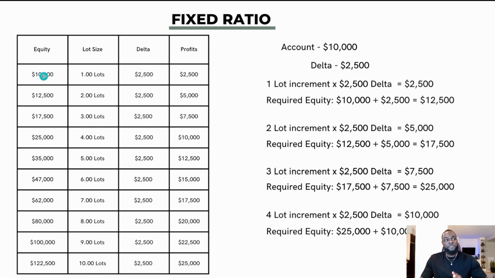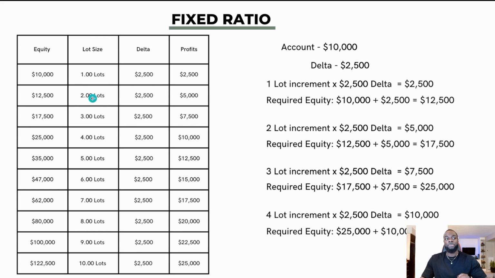So let's say for equity, you have your equity of 10,000. You say you're going to start with the lot size, because a $10,000 account can handle 1 standard lot size. Maybe you might say this is a little too aggressive. You can change this number to 0.05, so that would be half of 1 standard lot. The delta that I picked is 2,500.